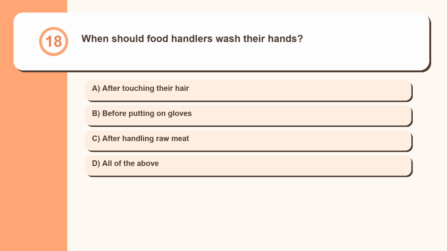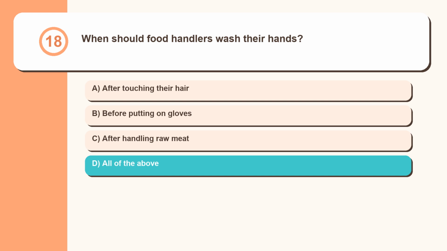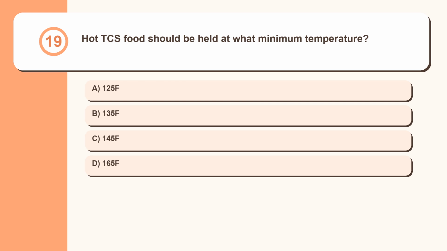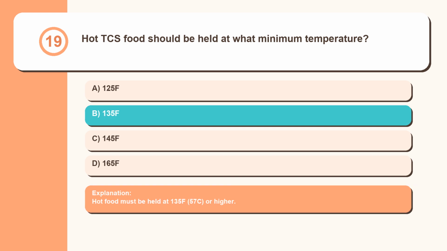Question 18. When should food handlers wash their hands? After touching their hair, before putting on gloves, after handling raw meat, all of the above. Hands must be washed after any contaminating activity. Question 19. Hot TCS food should be held at what minimum temperature? 125F, 135F, 145F, 165F. Hot food must be held at 135F, 57C, or higher.